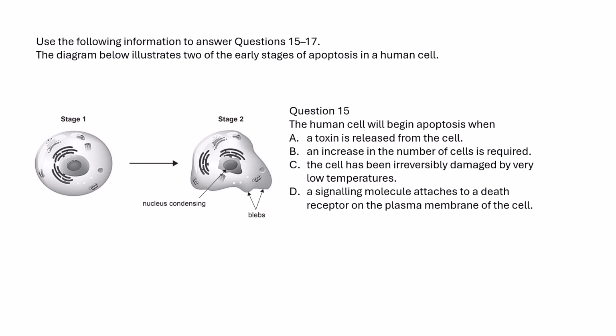This diagram shows two early stages of apoptosis in a human cell. The human cell will begin apoptosis when a signaling molecule attaches to a death receptor on the cell's plasma membrane.